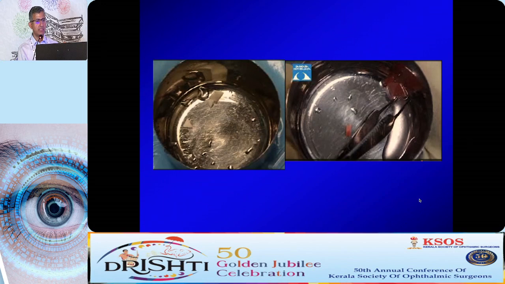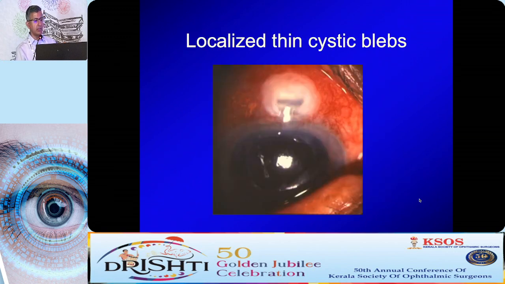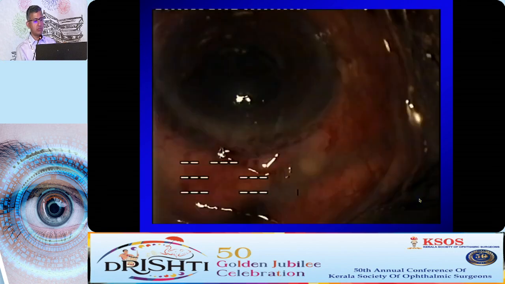Once you have done this, don't forget to take off the sponges and do a sponge count. This is really, really important. You should know how many sponges went in and you should know that the same number come out. That's absolutely essential whenever you're using an antimetabolite. And once you have got the sponges out, the forceps that you use to handle the sponge and the bowl of mitomycin go off the trolley immediately, so that even by mistake, you do not use these instruments on the eye again. If you want to avoid these localized thin cystic blebs, it's important that you wash the mitomycin.